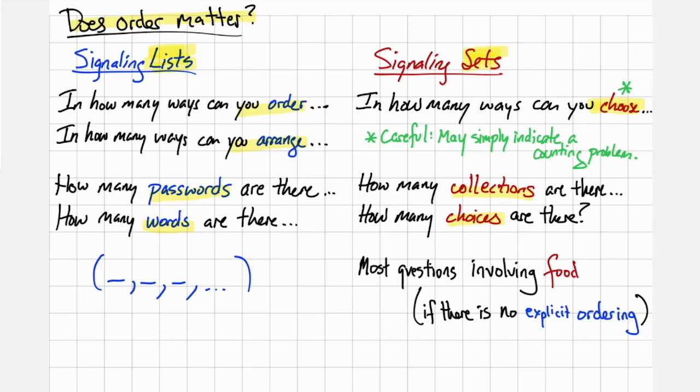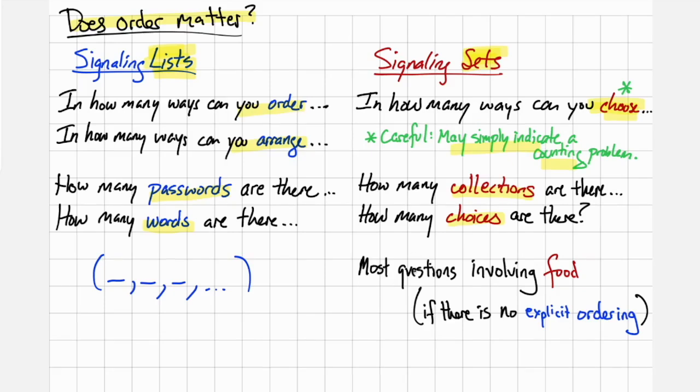You should always pay attention to the wording because seeing a word like choose may simply mean that you have a counting problem. It might say, in how many ways can you choose an ordering of 5 people in a row? In that question, it's asking for an order, so that's telling us we need a list and not a set, even though it used the word choose.